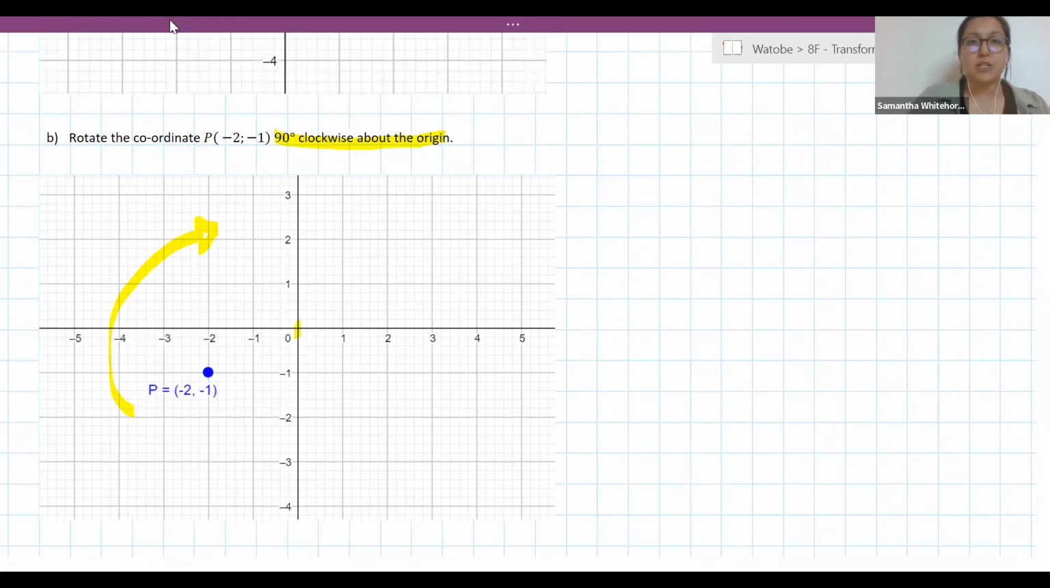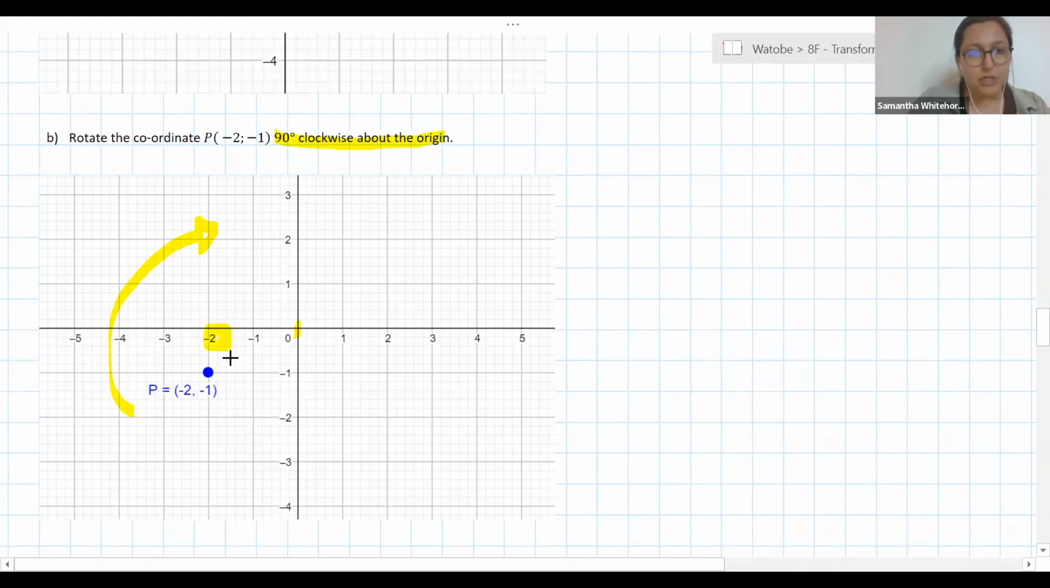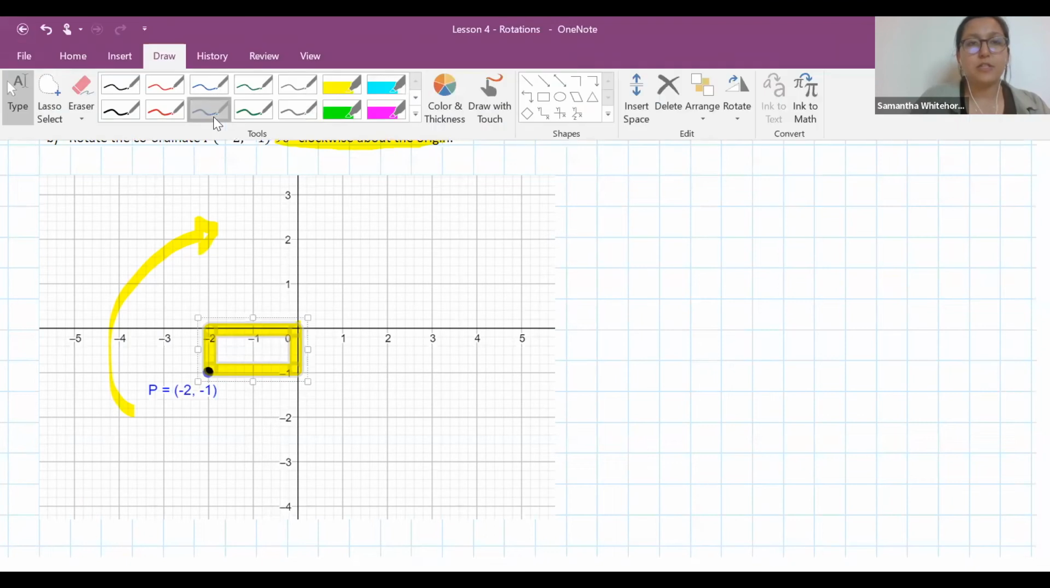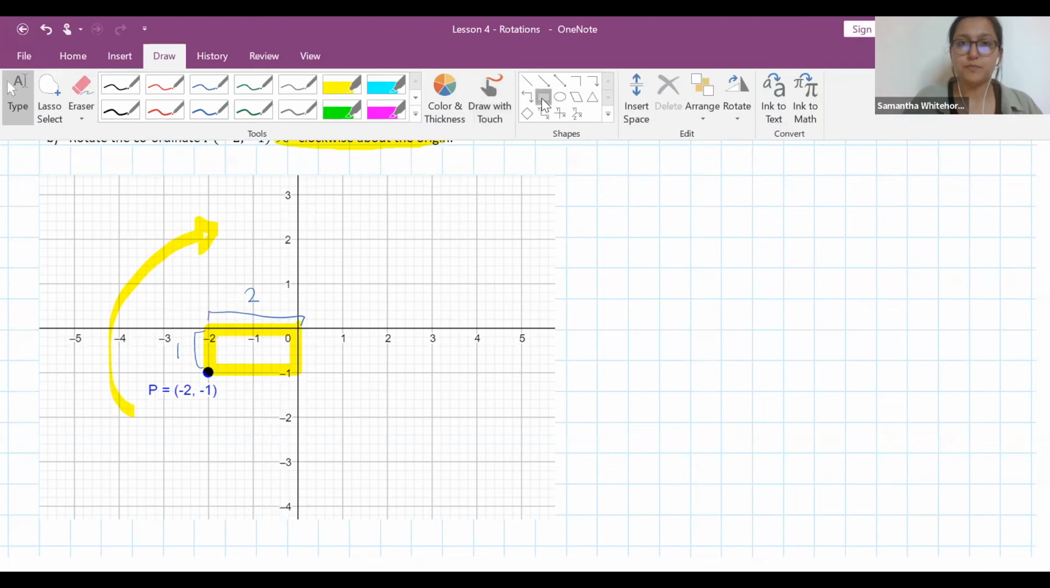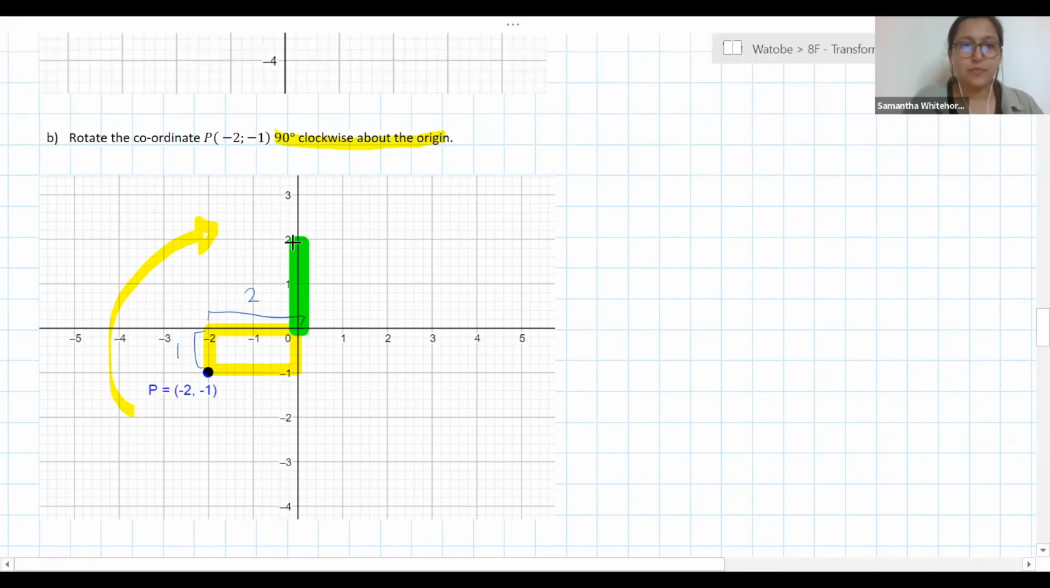So again, what I'm going to imagine is a rectangle here. So if we imagine our rectangle from the point to the center of rotation, there's my rectangle. If I look at the dimensions of this rectangle, it's 2 units long and 1 unit wide. And so now when I take the rectangle from its lying down position and I rotate it 90 degrees to stand up, it must be 2 units tall and 1 unit wide. So this is now what I'm going to do. Here's 2 units tall and 1 unit wide. And so I've rotated my point 90 degrees clockwise.